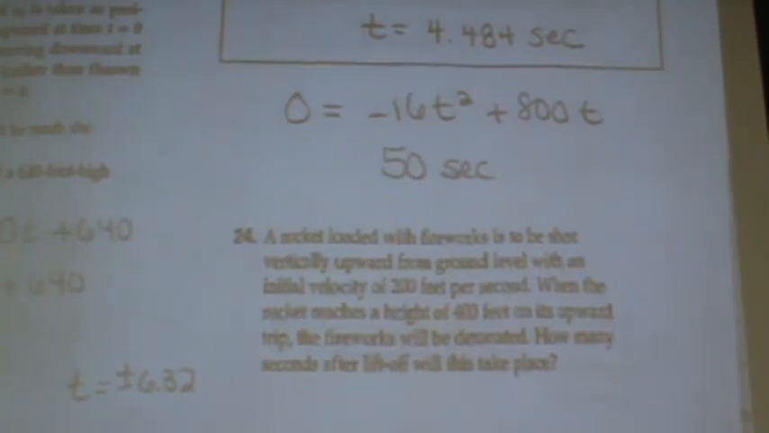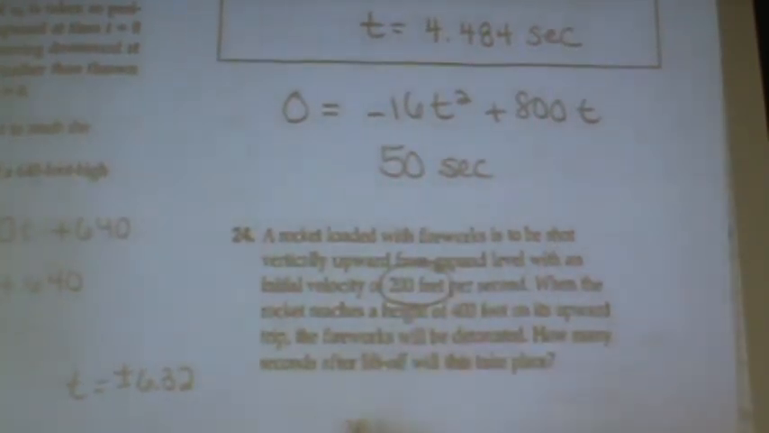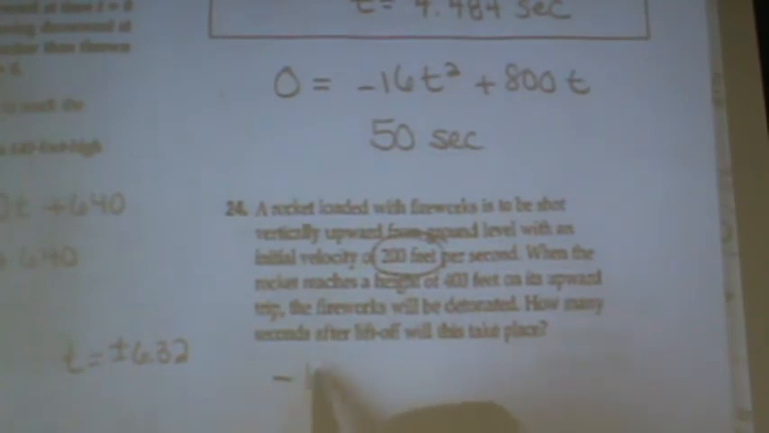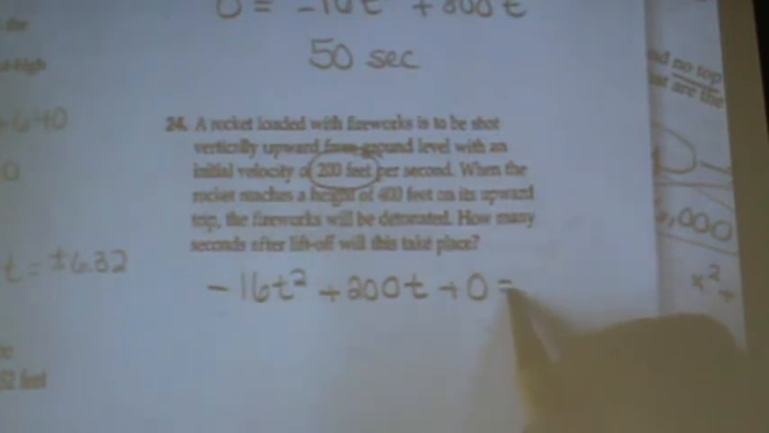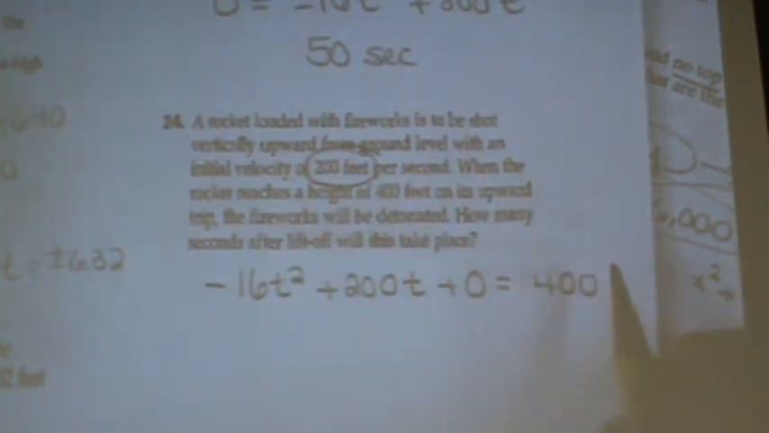Number 24, a rocket loaded with fireworks is to be shot vertically upward from the ground with an initial velocity of 200 feet. When the rocket reaches 400 feet on its upward trip, the fireworks will be detonated. How many seconds after liftoff will this take place? So you're solving for t. It's going to be negative 16t squared plus 200t. You're going upward, so initial velocity is positive, and the object is on the ground. You want to know when it's going to reach a height of 400 feet. Type this in your calculator, and you will get 2.5 seconds.